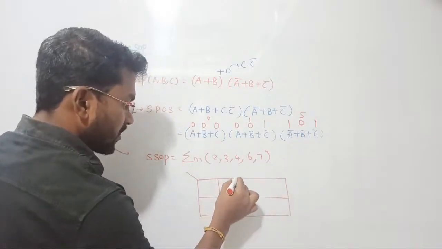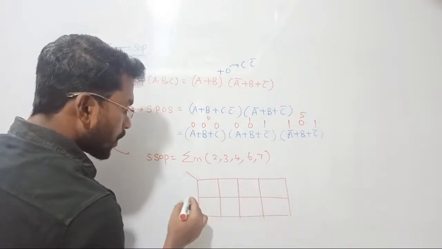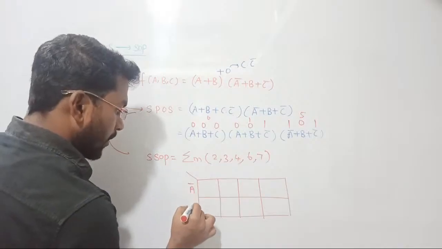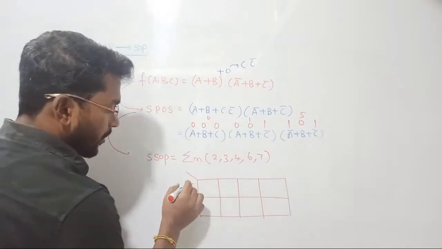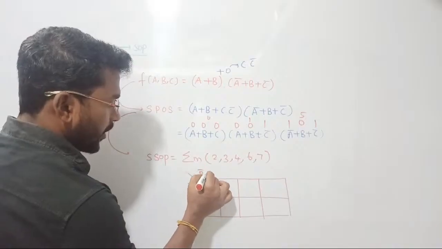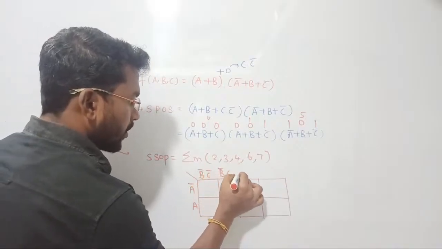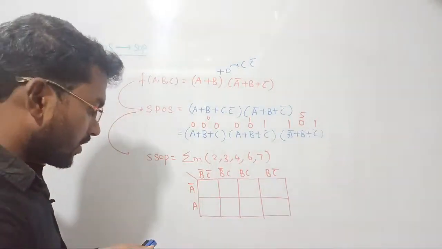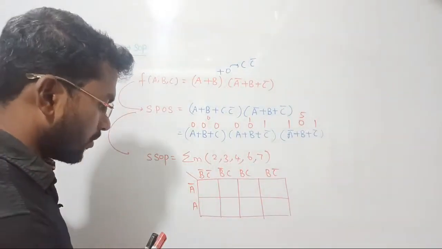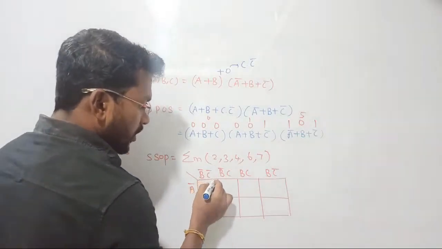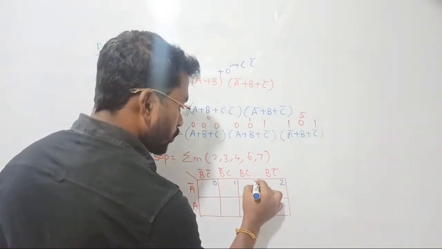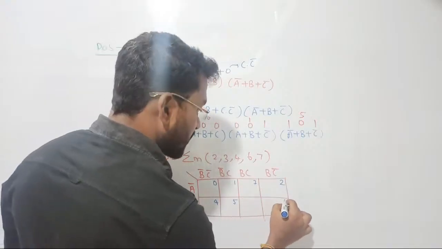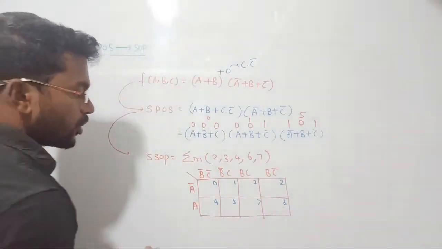So let me place these things in the K-map. The variables, as we all know in K-map for sum of product, can be written as a bar, a; this can be written as b bar c bar, this as b bar c, this is going to be bc, and this is going to be bc bar. Let's put the values into the cells. So here it is going to be 0, 1, this is going to be 2, 3, 4, 5, 6, 7.